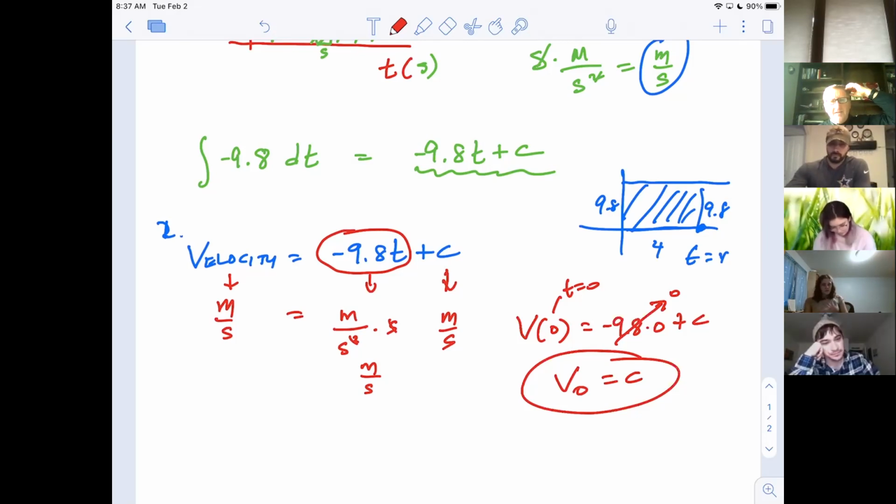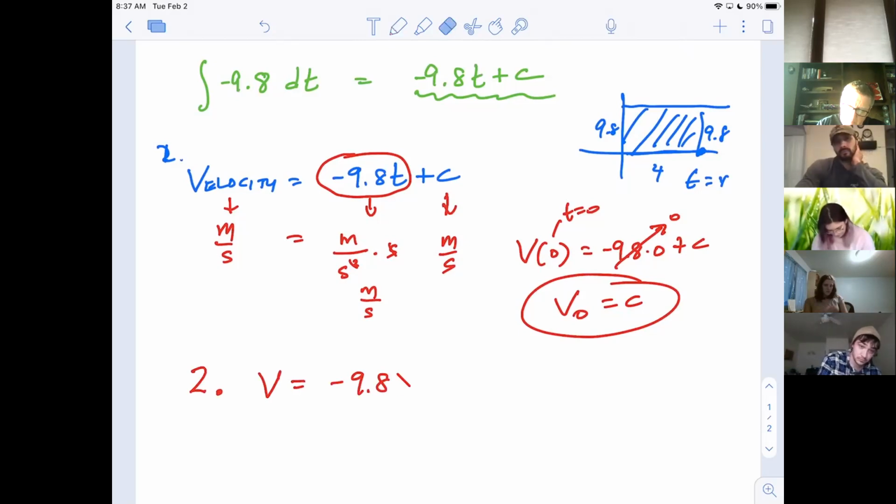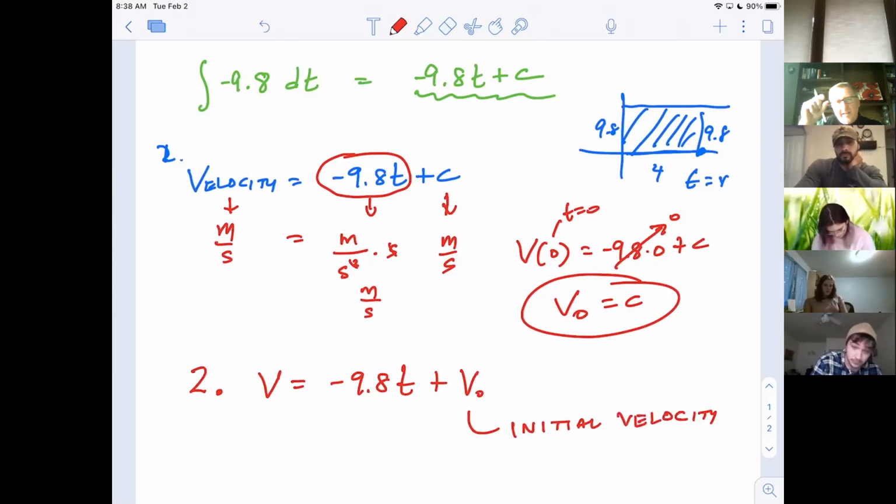Does that make sense? So that C isn't just, oh, don't forget the C or it's minus 1 on your test. Because we're talking about velocity here, and it's the velocity when time is 0, that C is the initial velocity. And so sometimes you'll see this equation written as velocity equals negative 9.8 t plus V0, not just C as though it's just some random number that you throw in there that means nothing, but it's initial velocity. I'm preparing you for physics here by giving you that little V naught, that little tiny 0 down there.